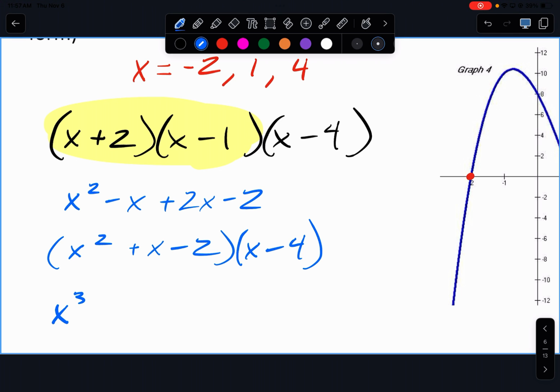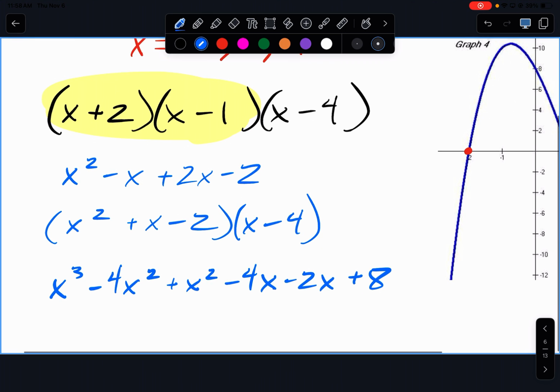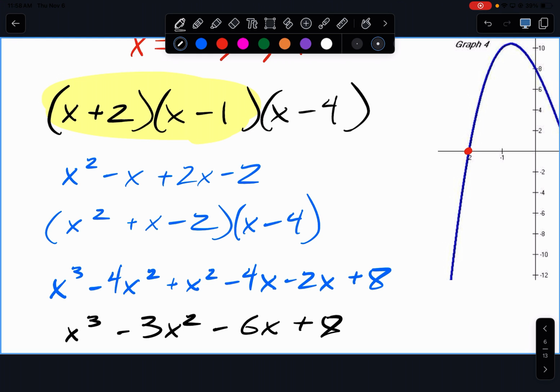And we're going to have x cubed minus 4x squared plus x squared minus 4x minus 2x plus 8. Do I have 6 terms? Yep. Now we combine like terms. X cubed, and then I can combine my x squared, so it's going to be minus 3x squared minus 6x plus 8. And that is our answer, our polynomial.